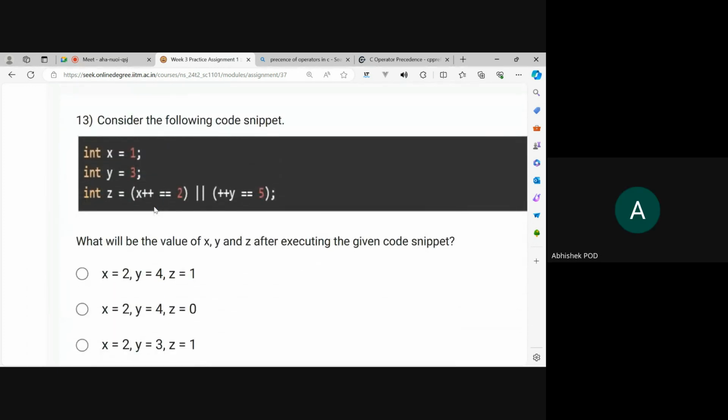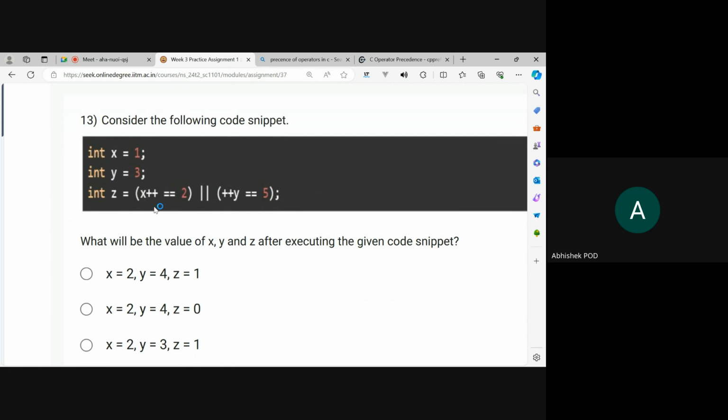All right. Let us have a look at this question as well. Again, the values are going to remain the same. x is 1, y is 3. But this time we are not using prefix. Instead, we are using postfix. So remember, postfix means the comparison will happen first and then the increment or the decrement, whatever you are using.